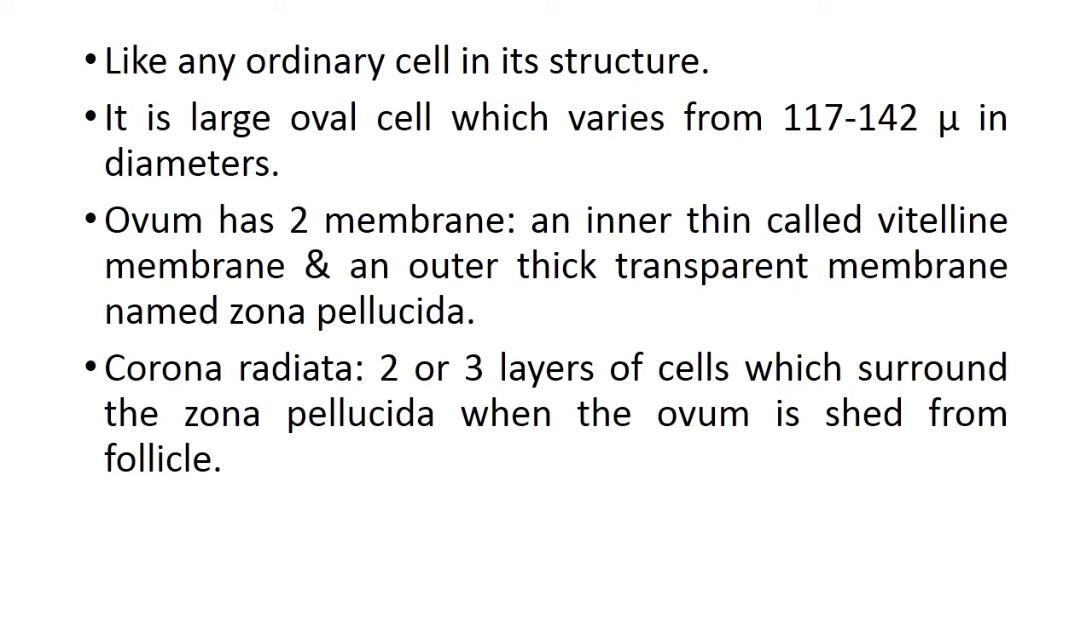Ovum. It is like any ordinary cell in its structure. It is a large oval cell which varies from 117 to 142 microns in diameter. Ovum has two membranes, an inner thin one called vitelline membrane and an outer thick transparent membrane named zona pellucida. Corona radiata is 2 or 3 layers of cells which surround the zona pellucida when the ovum is shed from the ovary.